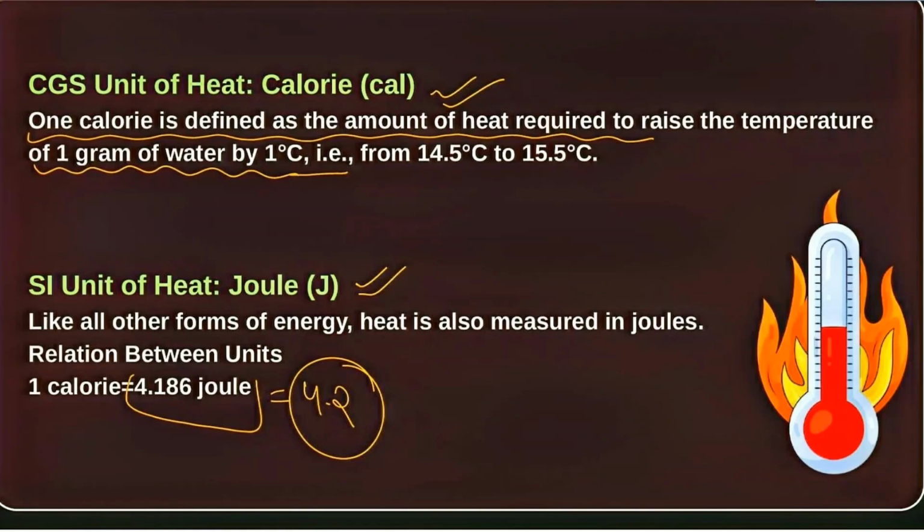1. CGS unit of heat: calorie, cal. 1 calorie is defined as the amount of heat required to raise the temperature of 1 gram of water by 1 degree Celsius, i.e., from 14.5 degrees Celsius to 15.5 degrees Celsius. 2. SI unit of heat: joule, J. Like all other forms of energy, heat is also measured in joules. Relation between units: 1 calorie = 4.186 joule, or about 4.2.